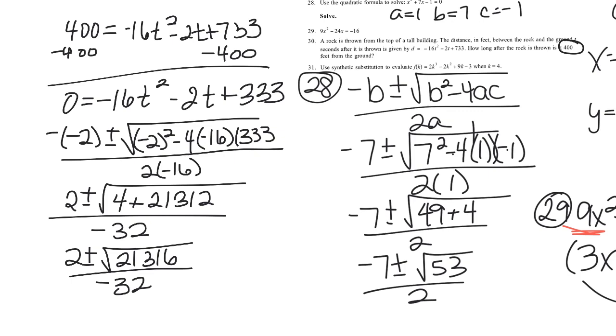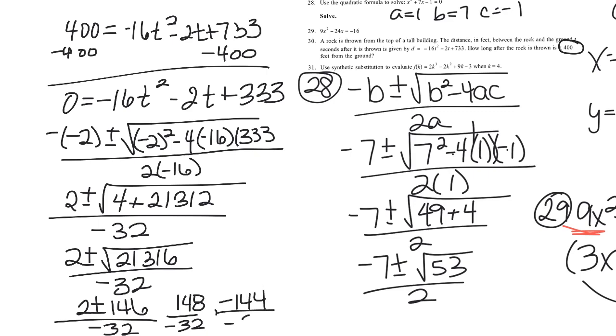And then I'm going to try to square root that, and I don't think it's a perfect square, but it is. Lovely calculators, plus or minus 146 over negative 32. So when I do 2 plus 146, I get 148 over negative 32. And then when I do 2 minus 146, I get negative 144 over negative 32. Now the negative answer is going to be extraneous because it's time, so I can't do that. That's not the correct answer. And this is equal to 4.5 seconds.